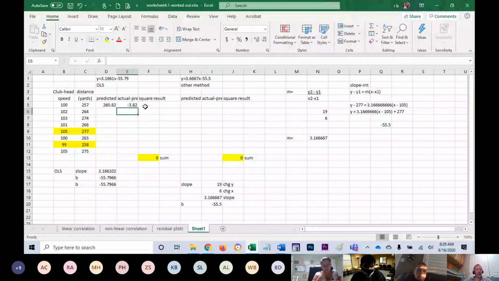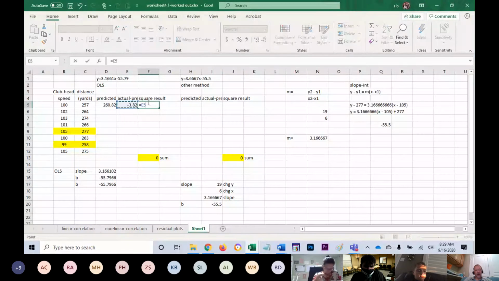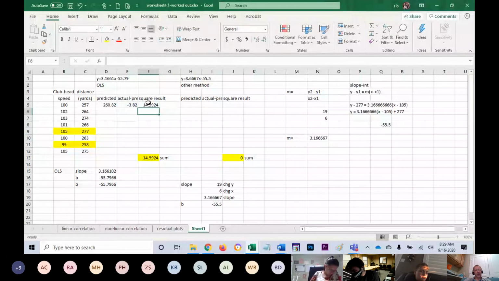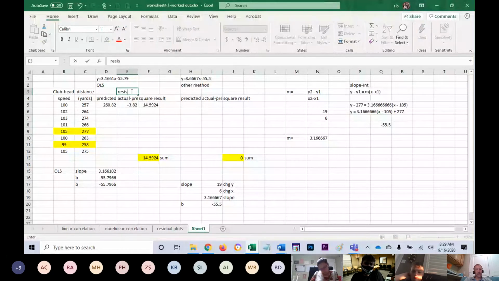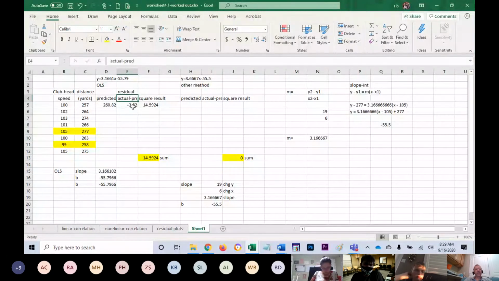Okay. Now I'm going to square that result, and that's going to give me 14.5924. And is that the coefficient of determination? No. This is the residuals. We're just trying to find the residuals. So this column here is the residual. You can think of the residual as how much your prediction is off. Okay, cool. So in this first case, we're off by 3.8 yards.